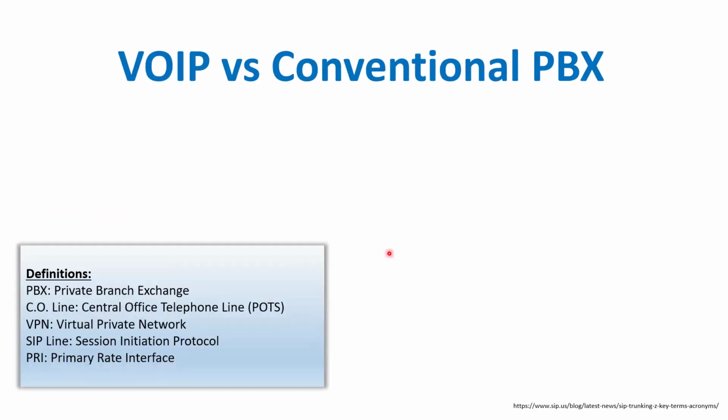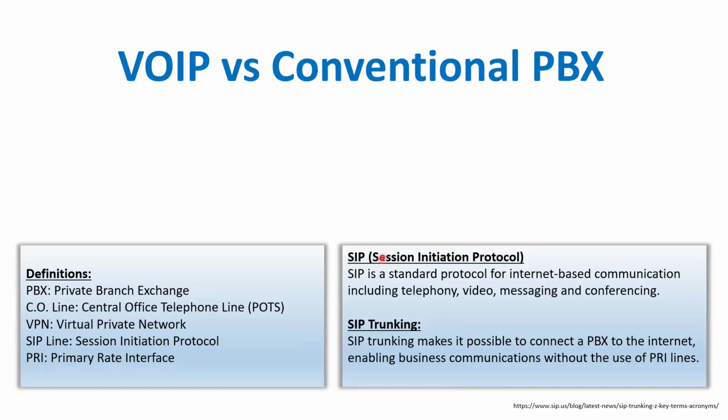VoIP versus the conventional PBX, and this is what I basically talked to you about, but let's just recap on that. Now, definitions. PBX stands for Private Branch Exchange, which is a box inside the building that serves as a telephone system. CO line, central office, and these are for the POTS lines. Now, what's VPN? VPN is a virtual private network. A virtual private network, VPN, is a chunk of the internet that is secured for your private use. You buy that chunk of the internet, and it's a private channel.